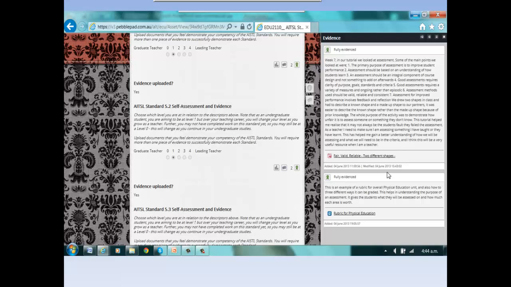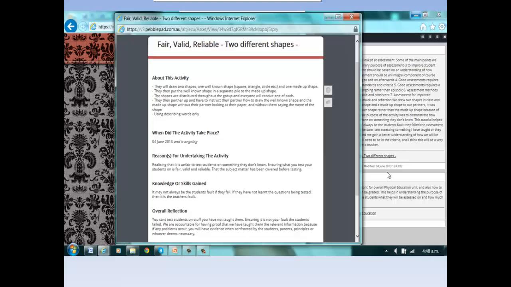It outlines information which will assist in providing appropriate feedback. So there it is there. There is also an activity which shows the difference between a fair and an unfair assessment. It's the two shapes that we do in our tutorial class. I found it really good.